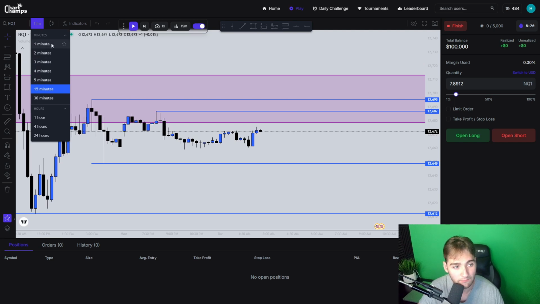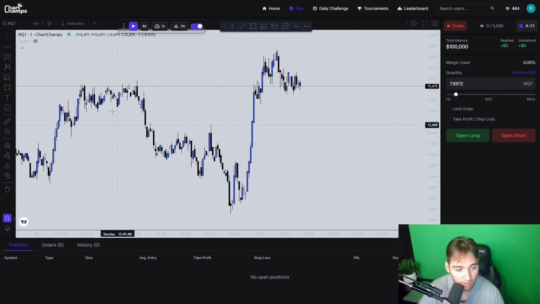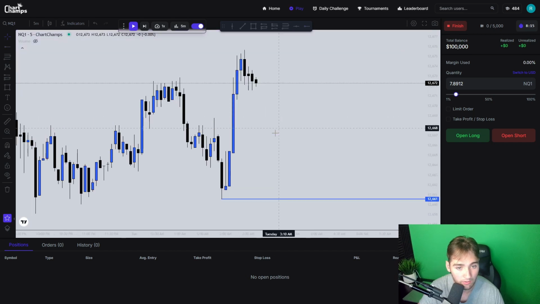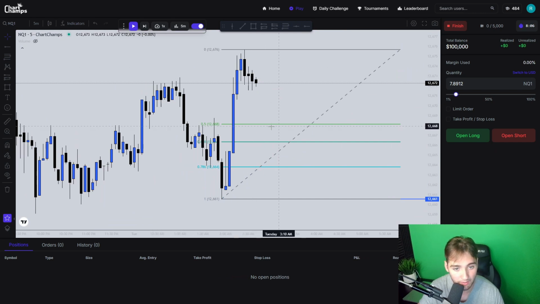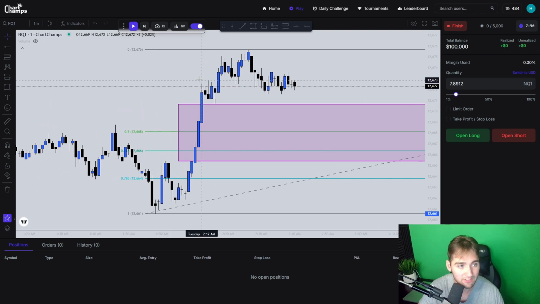All right, let's go on the 1 minute. Basically going to look for more liquidity here on the small time frame. All right, we have this nice leg. We could actually go ahead and use the Fibonacci for a nice pullback here. Maybe we get a bullish entry here. Let's go ahead and see what happens here.